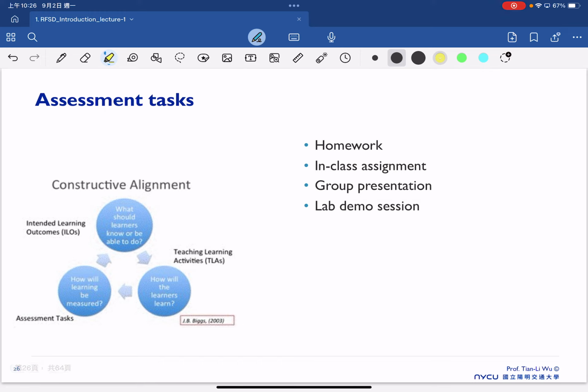Okay, so we have homework. Sometimes we have in-class assignments, but that just helps you understand the typical questions in the final exam, so you don't have to worry. But most important is the group presentation. Yes, I forgot to remove this one, because in the past we did have a lab demo session, but that was with fewer than 30 students. Right now we have more than 17, 18 students. It's very difficult. But let's see what else we can do.